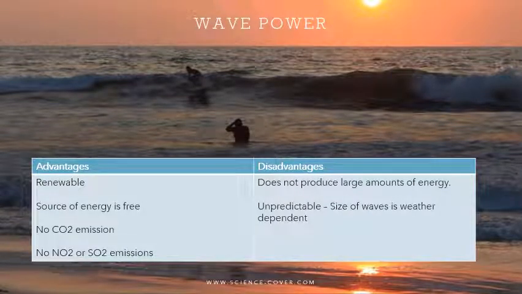Wave power is another renewable energy resource. Again, the waves are caused by the wind, so it's a source of free energy for us. There's no carbon dioxide emissions, no nitrogen dioxide emissions, no sulfur dioxide emissions. The disadvantage in this case is that we don't get large amounts of energy produced, and it's unpredictable because the size of the waves depends on the strength of the wind and therefore the weather conditions.